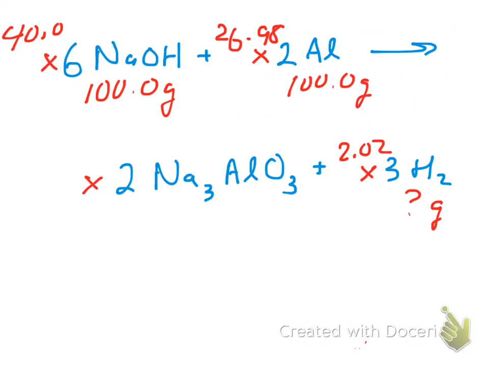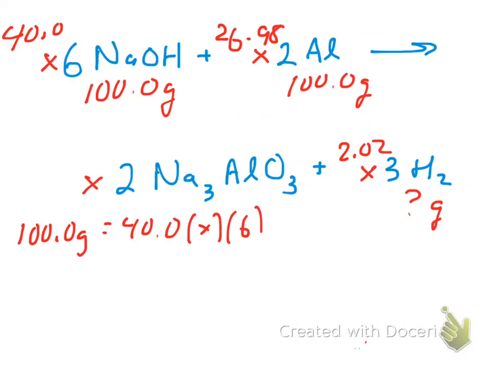Alright. So what we do first is assume the sodium hydroxide is the limiter. If that's the case, then the 100.0 grams equals 40.0 times x times 6. Okay? And then we solve for x. So here, when we solve for x, it's 0.4166, assuming sodium hydroxide is the limiter.